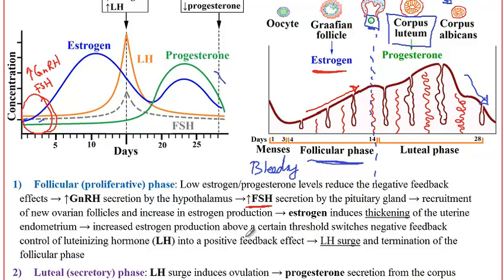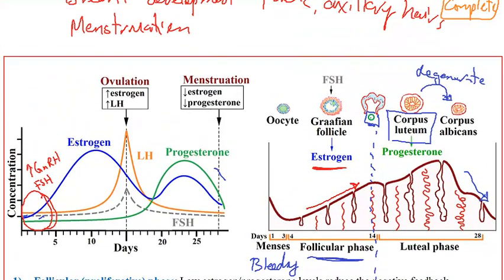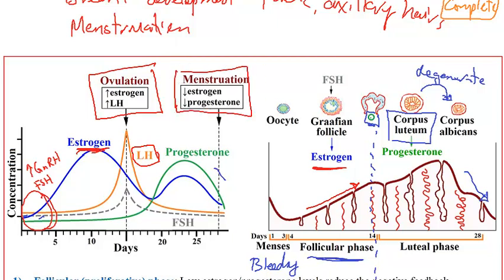Now, increased estrogen production above a certain threshold switches the negative feedback control of luteinizing hormone into a positive feedback. So once estrogen goes to a very high level, instead of providing negative feedback, it actually stimulates luteinizing hormone secretion. And so when we have too much estrogen and too much luteinizing hormone, that's the time that ovulation happens. So these two changes are what cause ovulation. Versus menstruation is when we are having too little estrogen or too little progesterone.